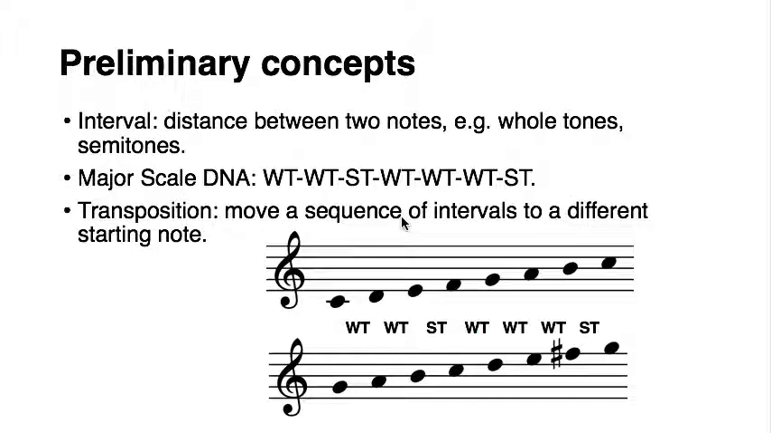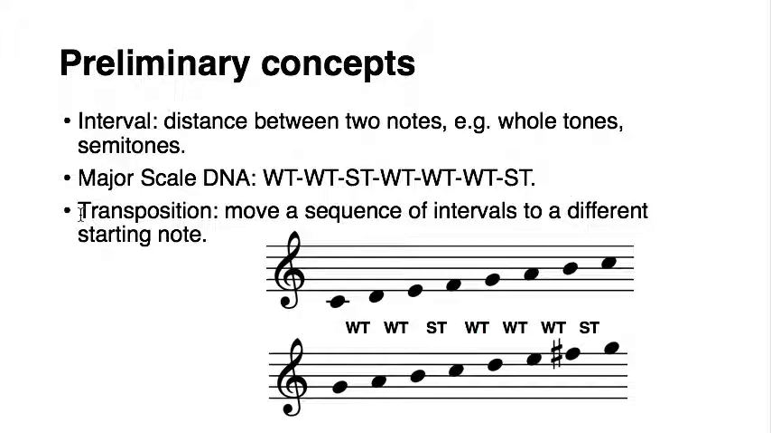Before we get to the circle of fifths, let's review a couple of things. First, an interval is the distance between two notes. In our discussion of major scales, we saw that the intervals between adjacent scale degrees in major scales are either whole tones or semitones, and that the specific sequence of two whole tones, one semitone, three whole tones, and another semitone, which you have right here, make up the inner structure, the DNA or the recipe, if you will, of a major scale. Second term that we need to review is transposition.